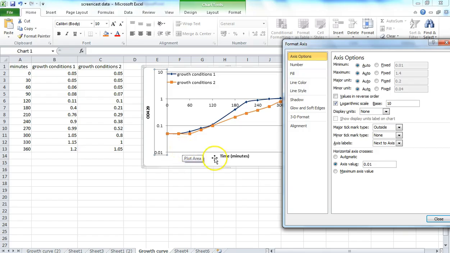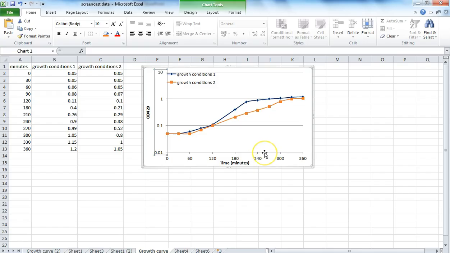And obviously that data point might be different for your curve. So for me it's 0.01, but for you it might be something smaller or larger. And I'm going to click close, and it's popped down. And now you can see we've got this nice straight line here.